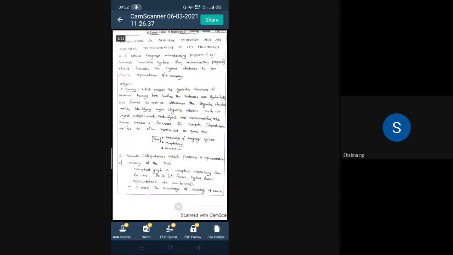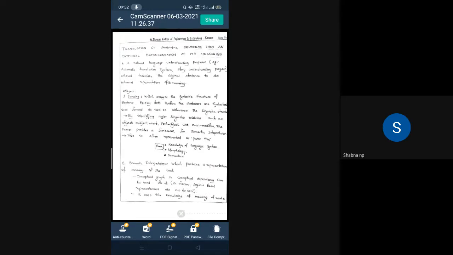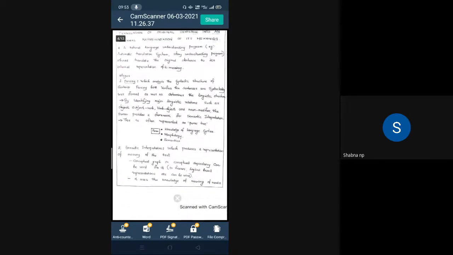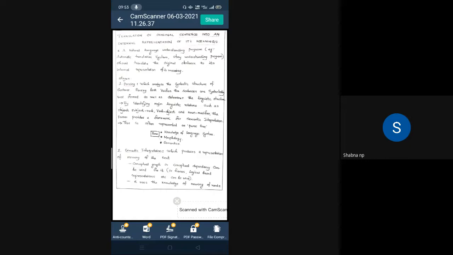That is, it should convert the sentence into its internal representation. How is it possible? We want to analyze a sentence and convert it into an internal representation, and that is what we are discussing here. That is, we want to translate the original sentence to its internal representation. To do that, there are different stages.